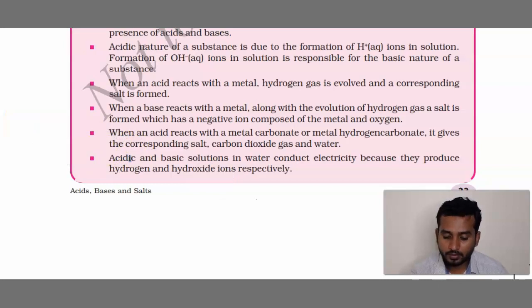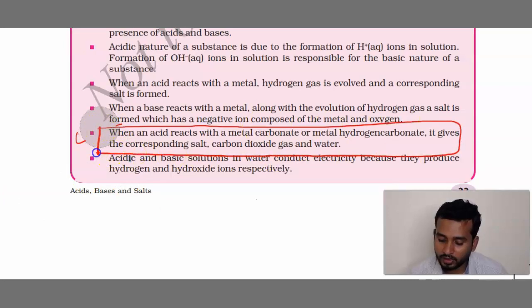Now we can see here, when an acid reacts with metal carbonate, very important, children. Please remember this point is very important. Do not forget this. When an acid reacts with a metal carbonate or metal hydrogen carbonate, it gives the corresponding salt, carbon dioxide gas and water. It is a very important point. Do not forget this point. Understood? Got it? Good.